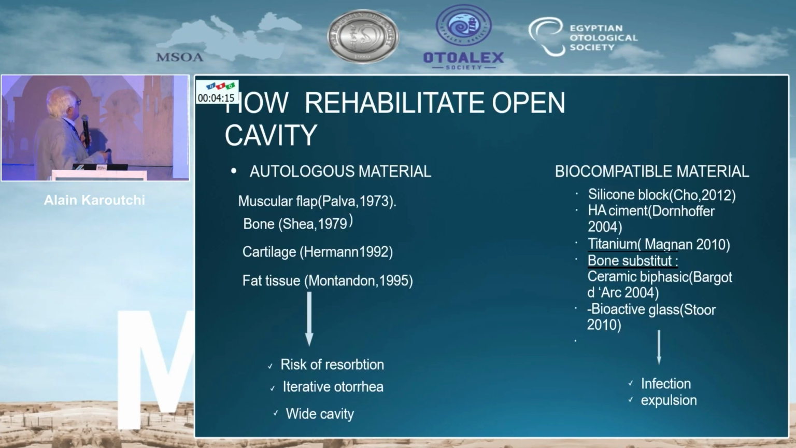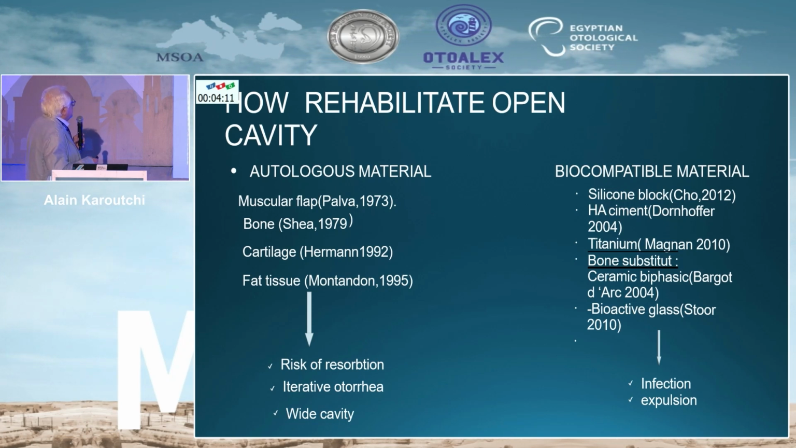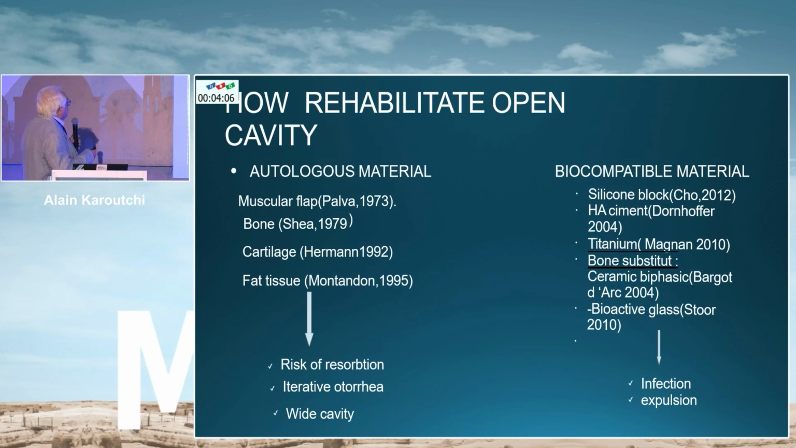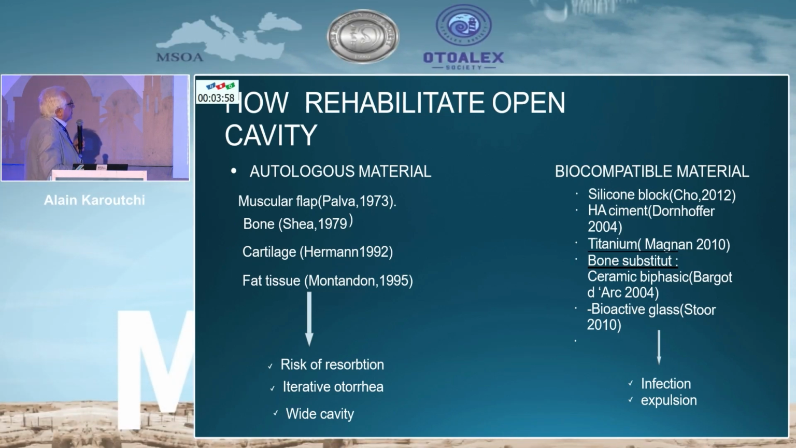And who attacks with rehabilitation of the open cavity? You have autologous material. You know that with time, muscle, fluid, bone, cartilage, fat, but always you have some risk of resorption and iterative retraction and a wide cavity.